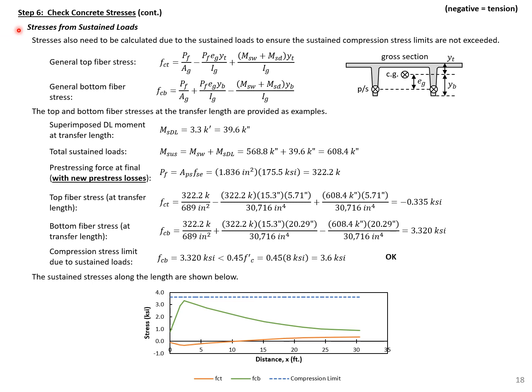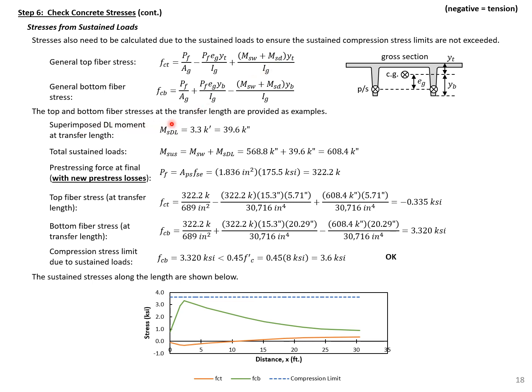Next, we need to look at our stresses from our sustained loads. Here are general top fiber and bottom fiber stresses from our sustained loads. And note that when we're talking about sustained loads, we're going to use the pre-stressing force at final or at service, so taking out all of our pre-stress losses. So you can see a P sub F here. So our top and bottom fiber stresses with our sustained loads, which are our self-weight and our superimposed dead load.